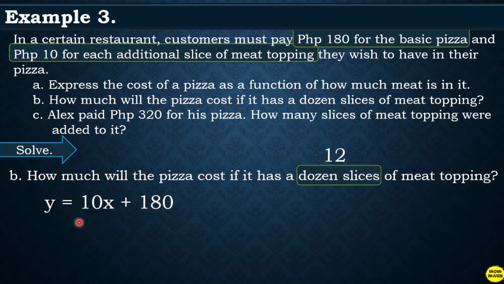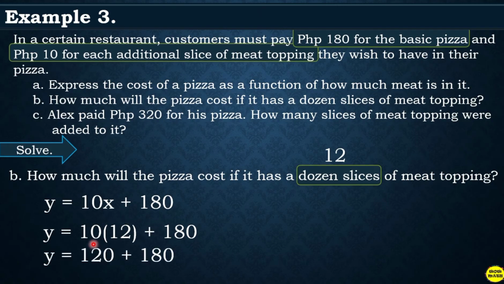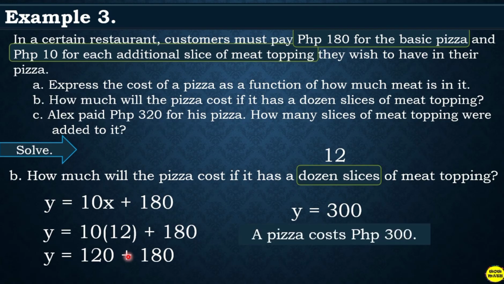Okay. So, ang gagawin natin is substitute lang natin. 10 times x, your x is 12. So, yun ang dozen slices. Ibig sabihin 12 pieces yung pinadagdag niya na additional slice of meat. So, we now have 10 times 12, that is 120, plus 180, that is 300. Therefore, ang kabuuang babayaran niya, the cost of the pizza, is 300 pesos. So, a pizza cost 300 pesos. Kasama na dito yung additional slice of meat toppings.